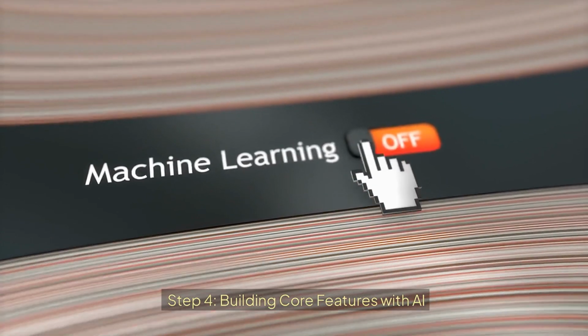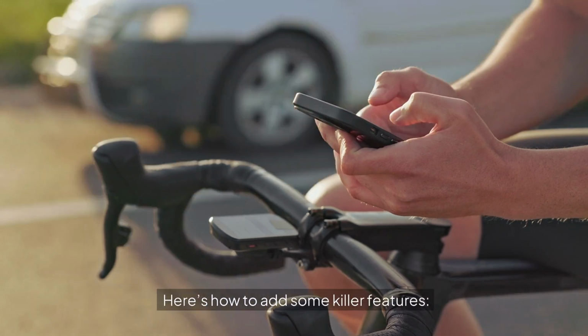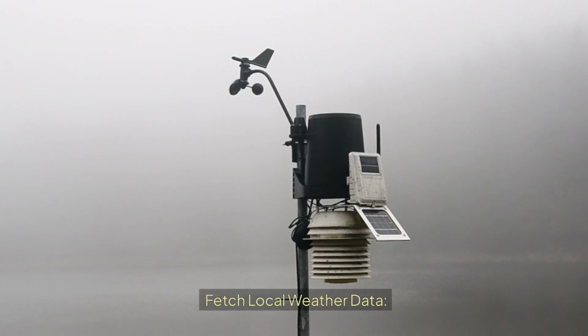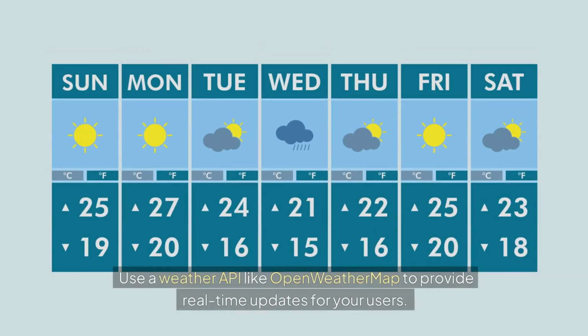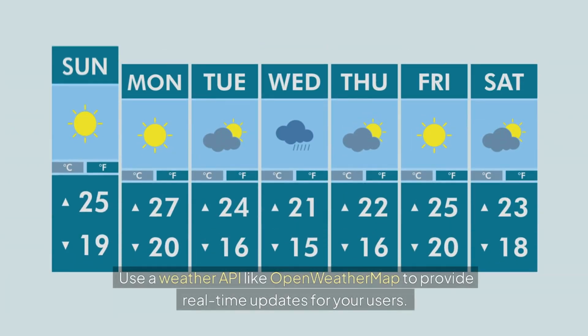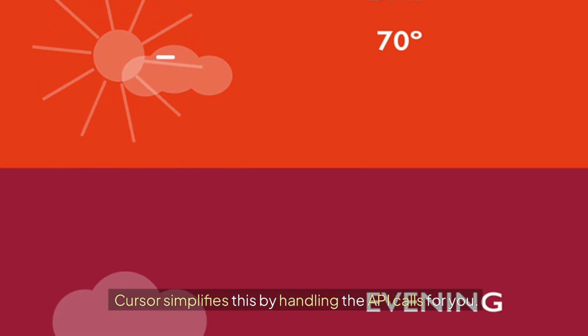Step 4. Building core features with AI. Let's take it up a notch. Imagine you're creating a biking app. Here's how to add some killer features. Fetch local weather data. Use a weather API like OpenWeatherMap to provide real-time updates for your users. Cursor simplifies this by handling the API calls for you.